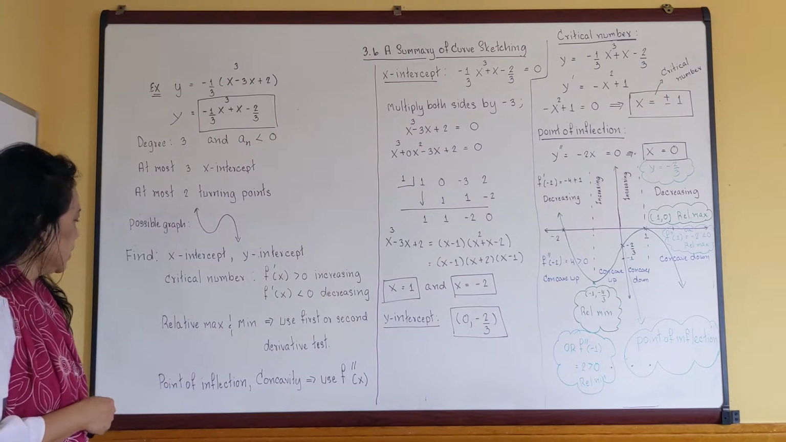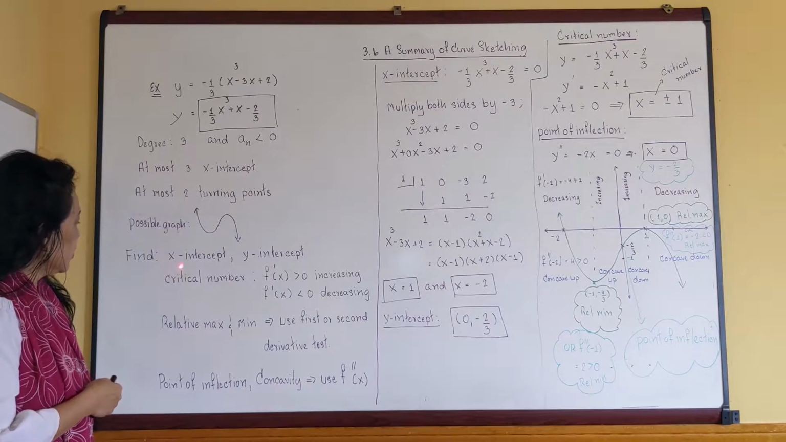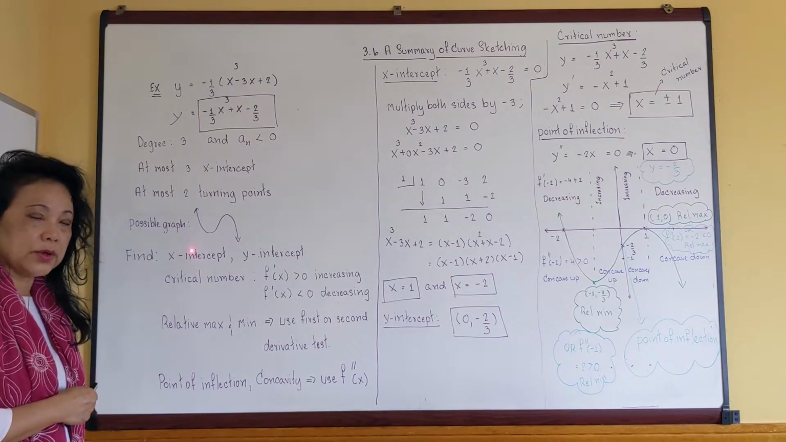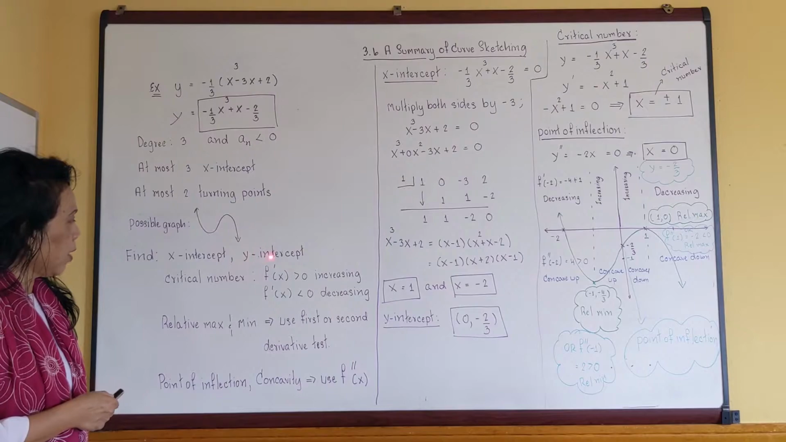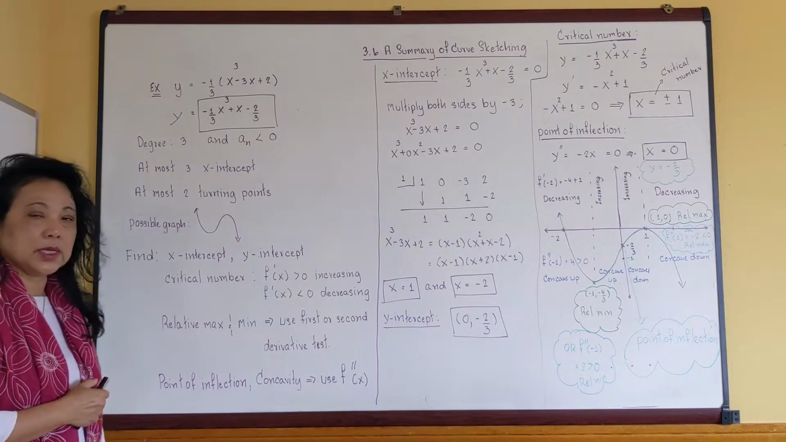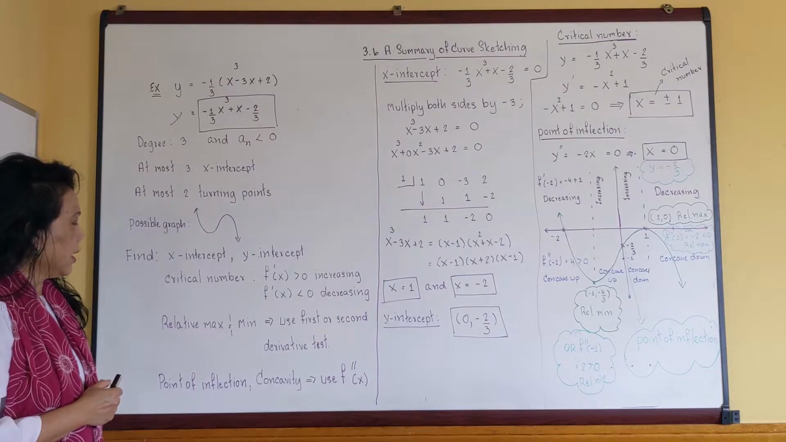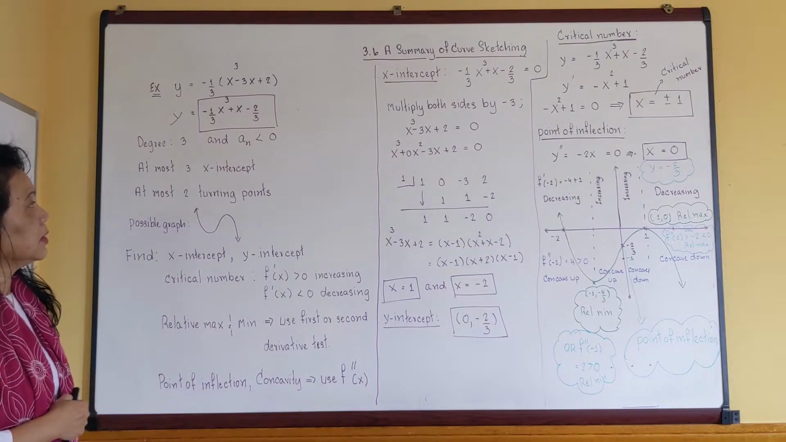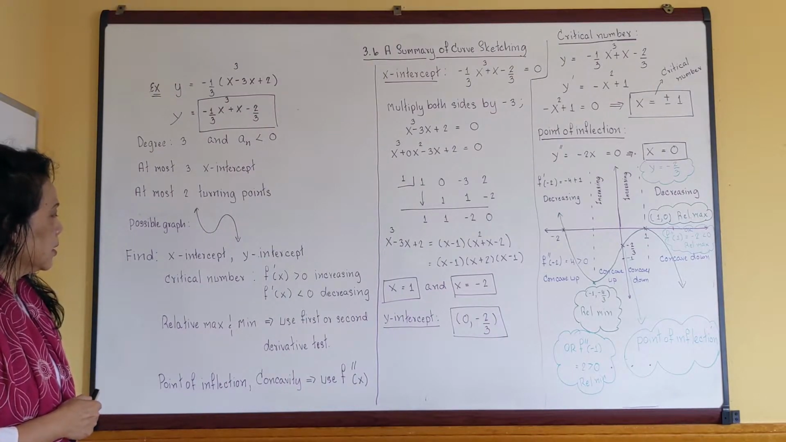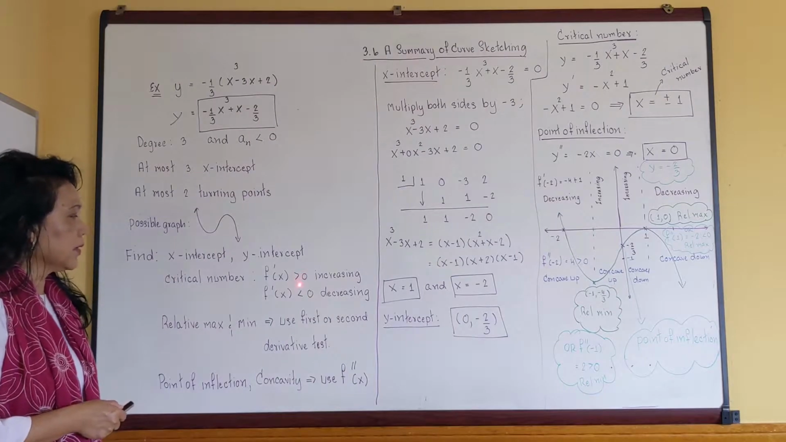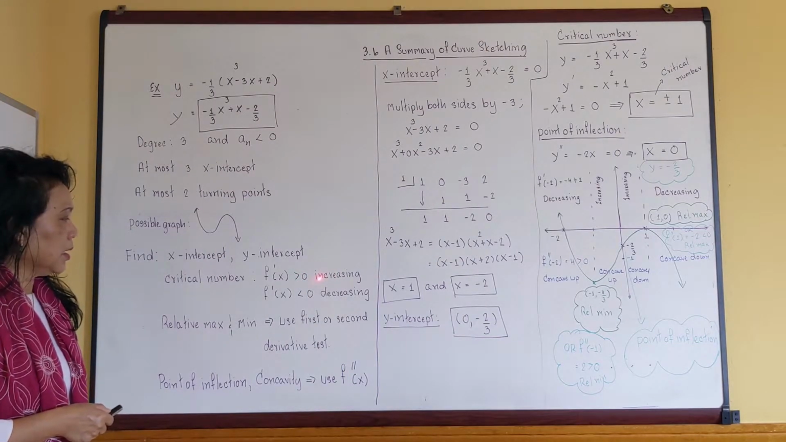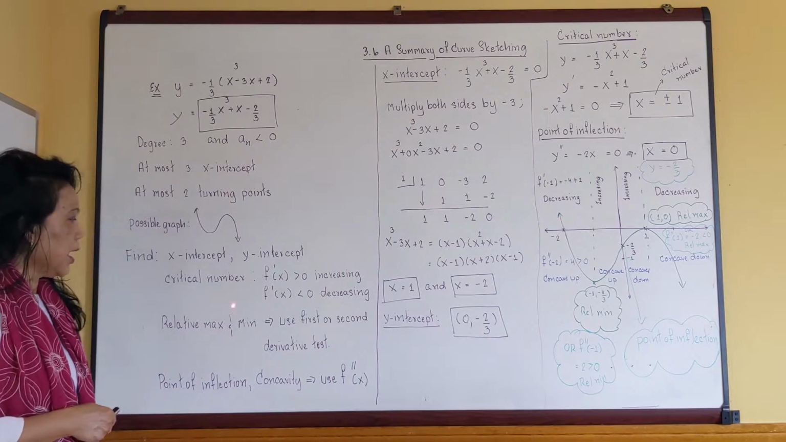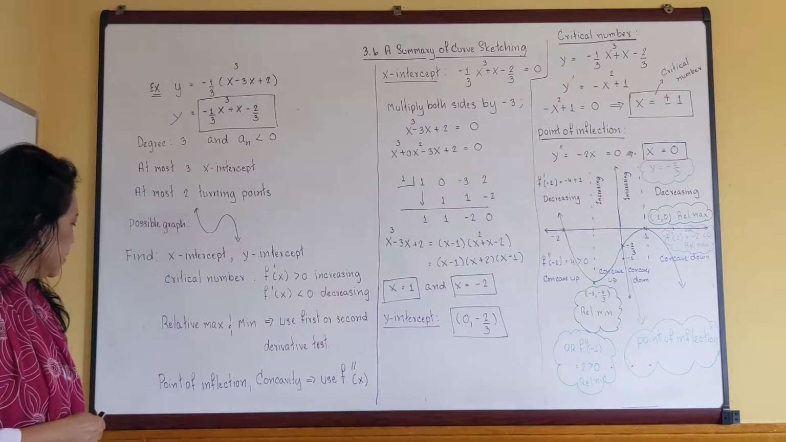So to graph this, you need several pieces of information. You need the x-intercept. To get the x-intercept, you're going to have to set y equal to 0 and solve for x. You need the y-intercept. To get the y-intercept, you need to set x equal to 0 and solve for y. You need the critical numbers, alright? To get critical numbers, you need to take the derivative, and see if it's greater than 0 in that region, it's increasing. If it's less than 0 in that region, it's decreasing, and if it's equal to 0, it's constant, alright?